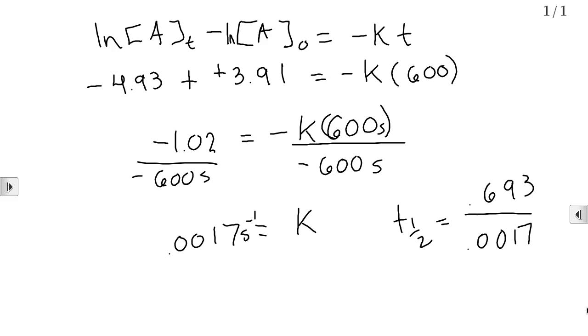Anyway, so divide that out and let's find the half-life, okay? And this is going to be in seconds. 40? 40 seconds? 400. 400 seconds? So it's 400. 407? 0.6. Oh, we don't need that many significant figures. That's enough.